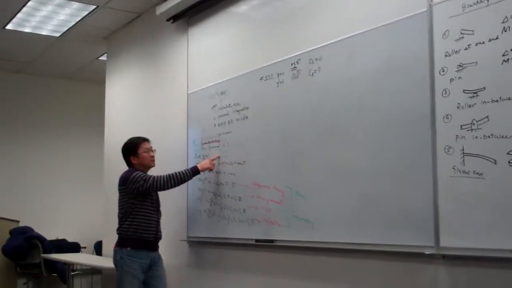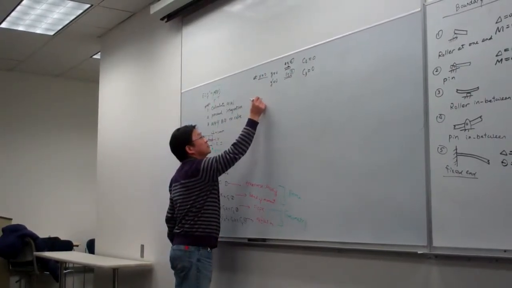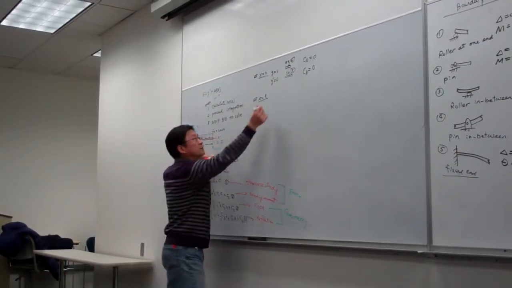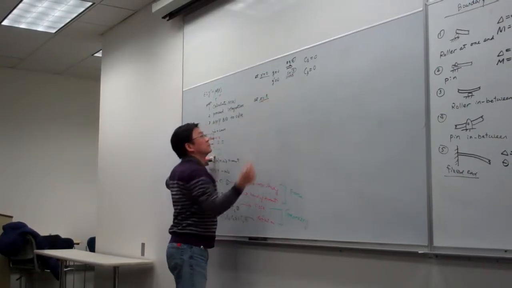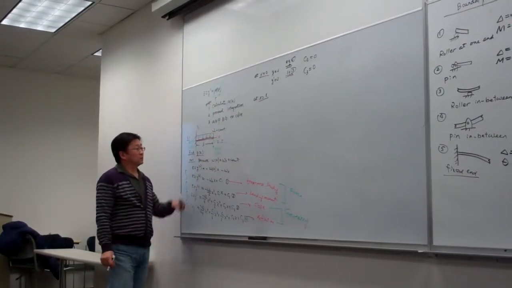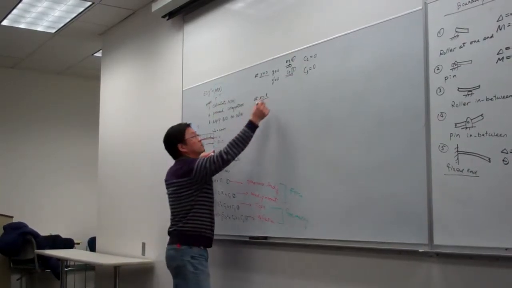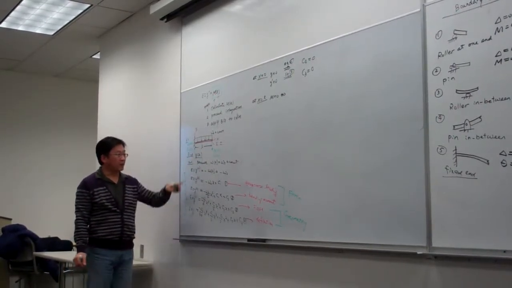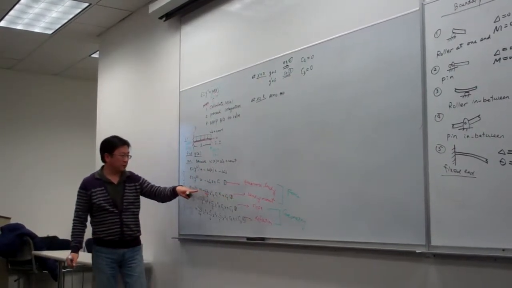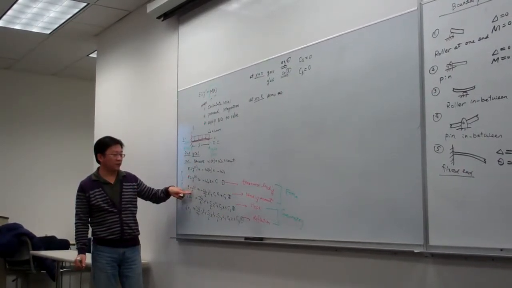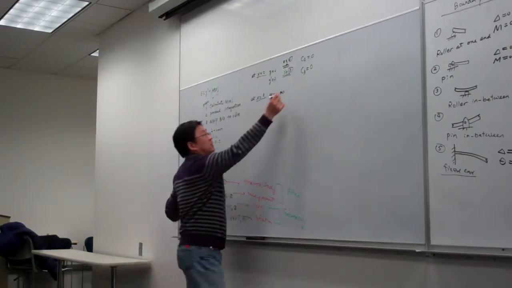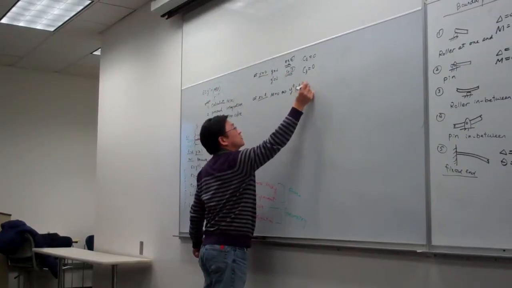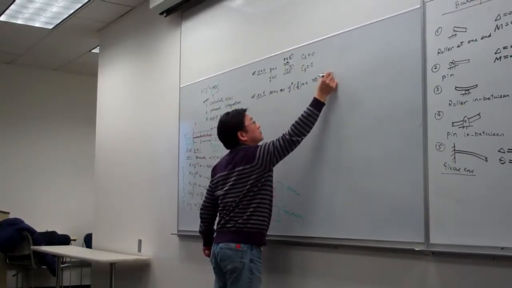And now we use this one. At x equal to 3L over 4, you can see the boundary condition V equal to 0, and M equal to 0. Let me do this one first. M equal to 0, so what is M? M is the bending moment, which is regarding this equation. The bending is regarding y double prime, so y double prime at 3L over 4 equal to 0. From here we can see C2 equal to 0.